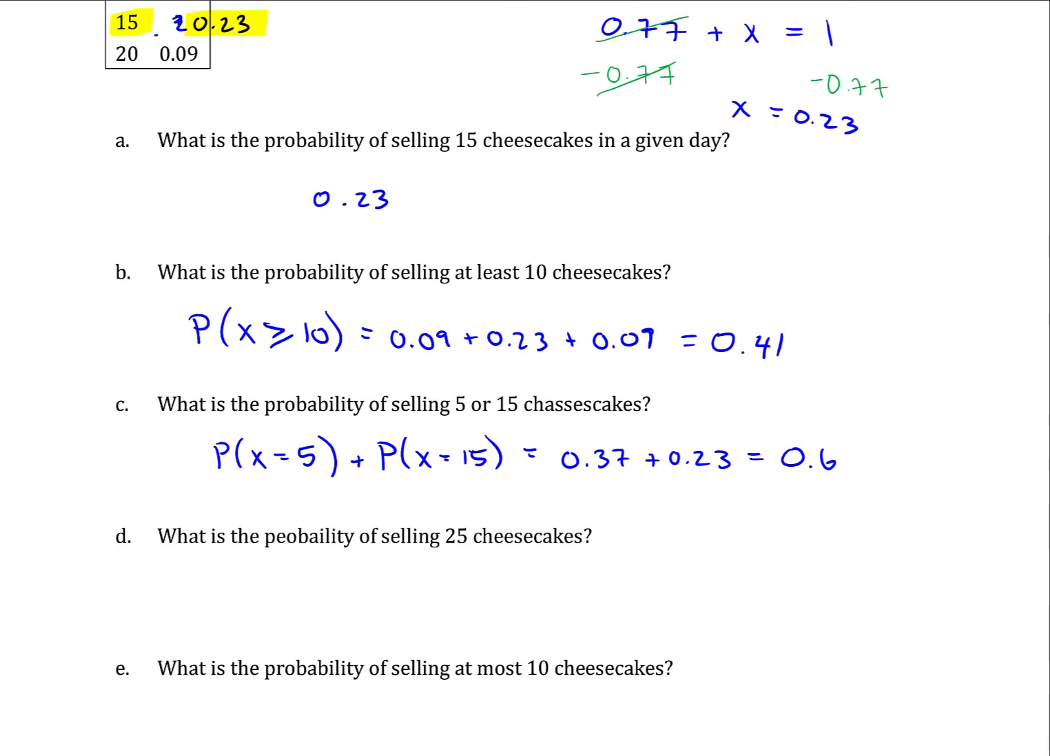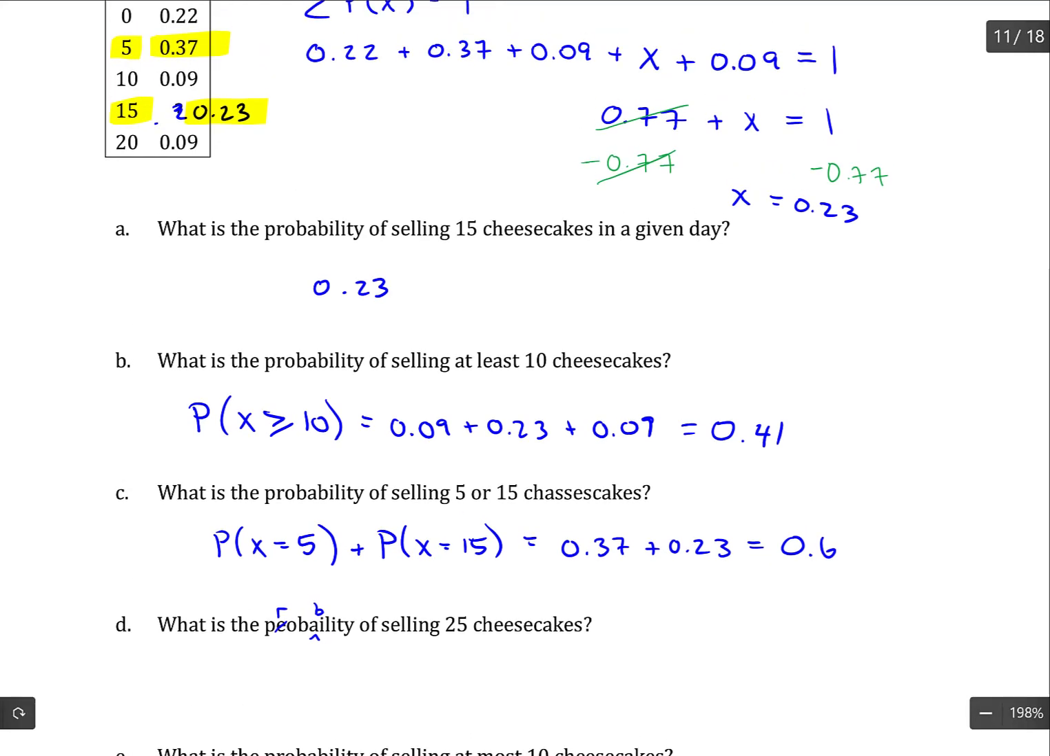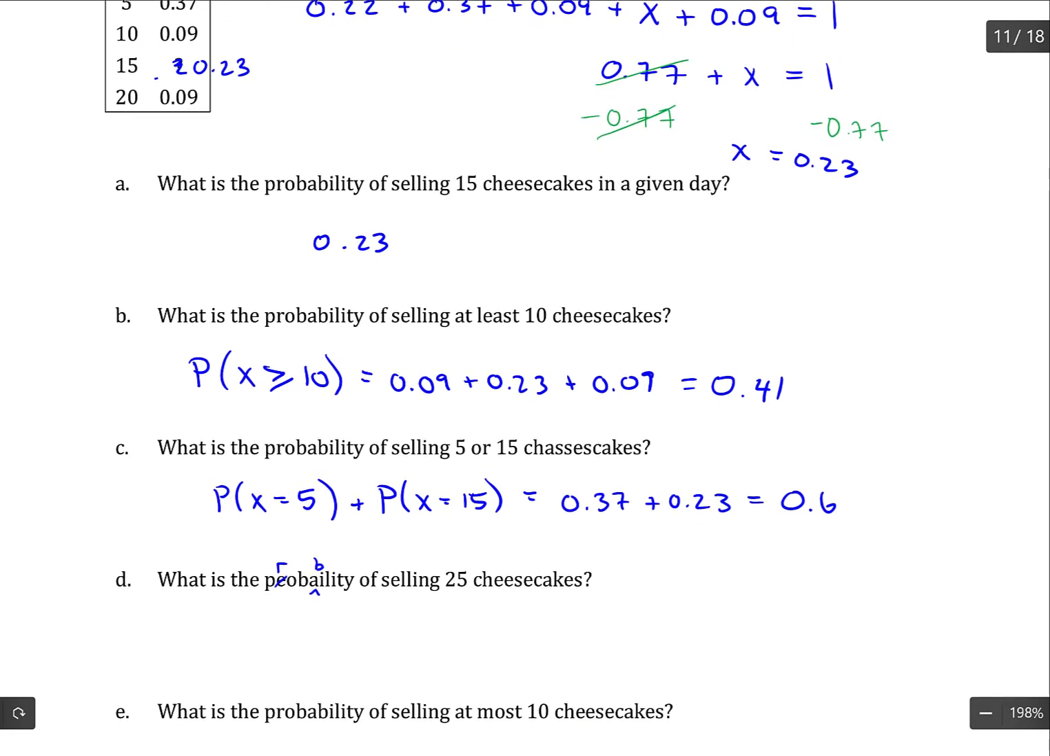What is the probability of selling 25 cheesecakes? Oh boy, a couple of misspellings there. Well, there is no data values where 25 cheesecakes were sold. So that's not part of our distribution. So the only thing that we could say is the probability of selling 25 cheesecakes would be 0 given the current information. It's not necessarily that it's impossible that that would happen. It's just that it hasn't happened yet in the empirical probability.